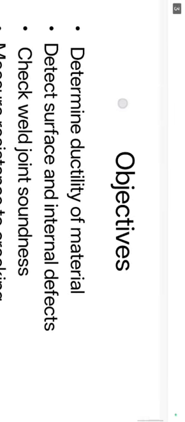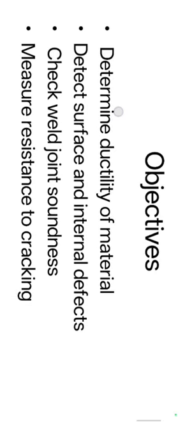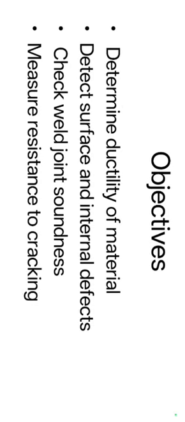The objectives: determine the ductility of a material and also its hardness and strength, detect surface and internal defects, check weld joints, and measure resistance to cracking. We can also measure the resistance of the material when cracking occurs.